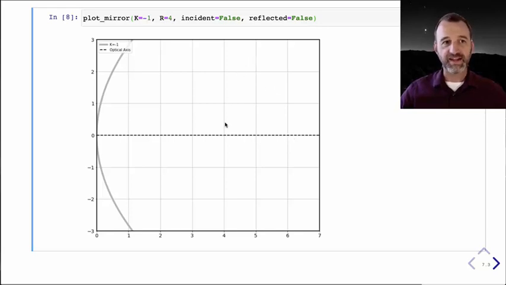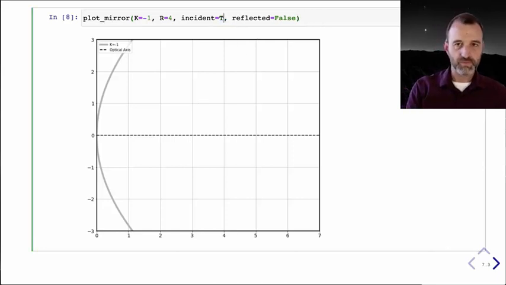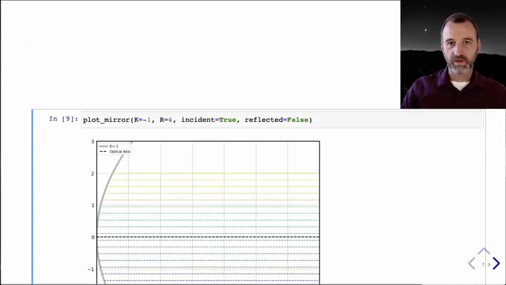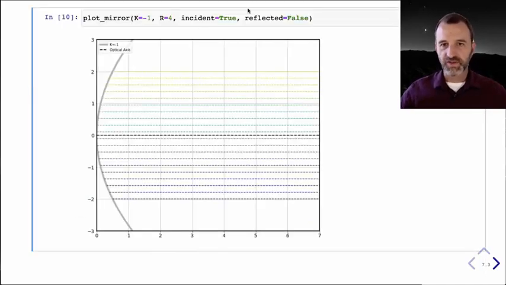So what we're going to do now is add some other rays of light. This one by itself is not very interesting. So let's add some incident rays. And there those are. Now we have all these different colored rays. Each one of these represents one ray, and they're all running parallel to each other, and I've drawn them parallel to this optical axis. We'll change that in a little bit.